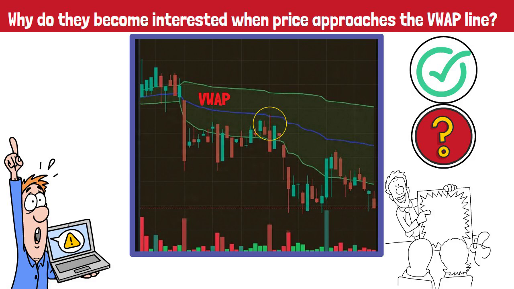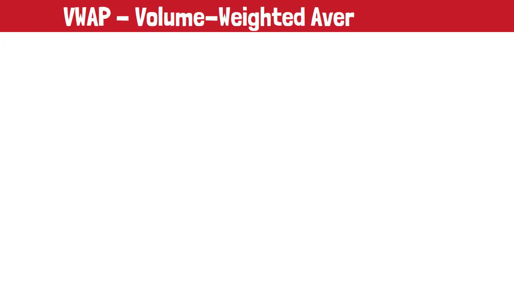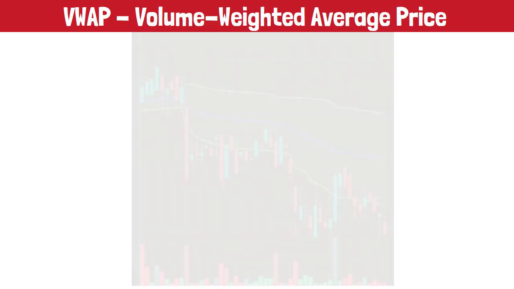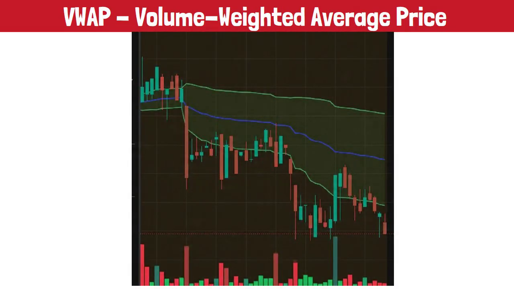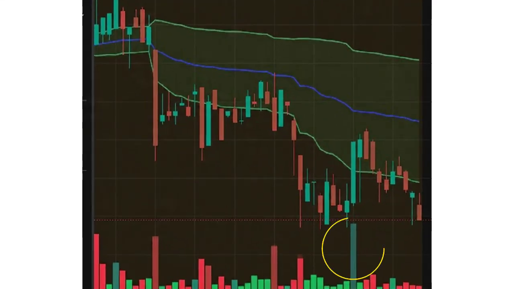Before we answer that, let's briefly explain what VWAP is. VWAP stands for Volume Weighted Average Price. It represents the average price a stock has traded at throughout the current trading session, with higher volume trades carrying more influence than lower volume trades. In simple terms, VWAP shows the price where today's trading activity has been concentrated.